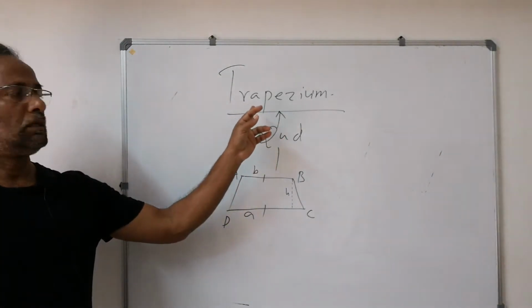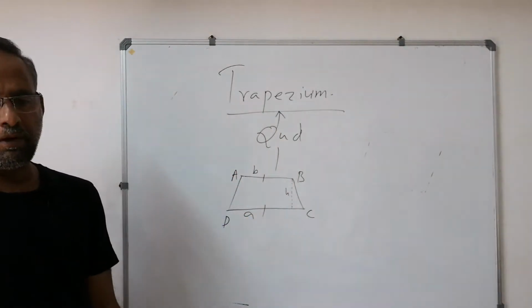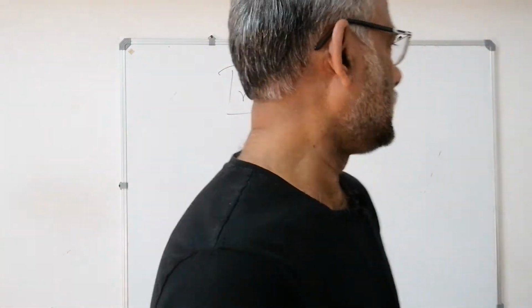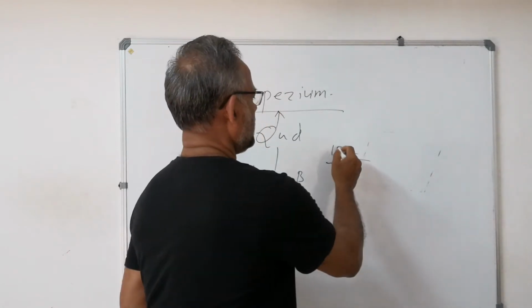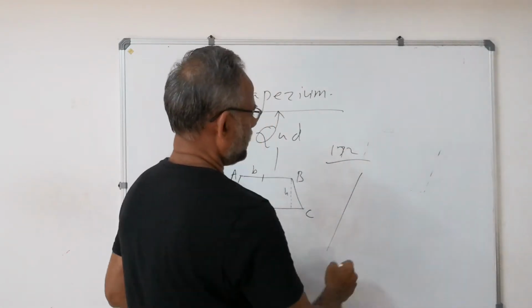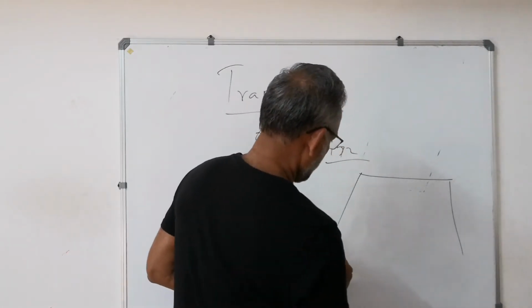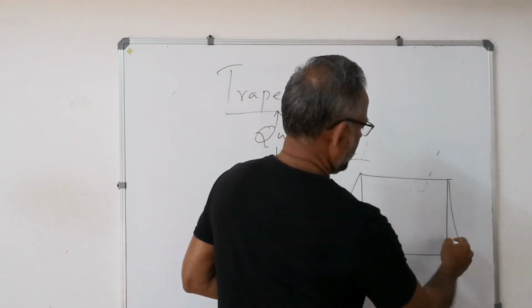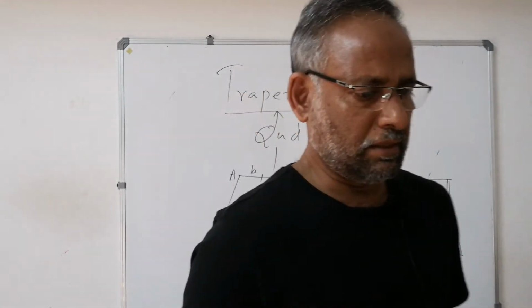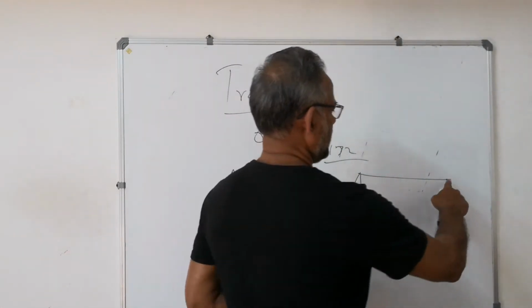Trapezium. So what I am telling? Area of a trapezium. Please look at page number 172. The method is there. We are cutting into two triangles. I told you this is a trapezium like this or like this. One pair is parallel. Here we can cut one triangle, here we can cut another triangle. Like this we can make a rectangle.